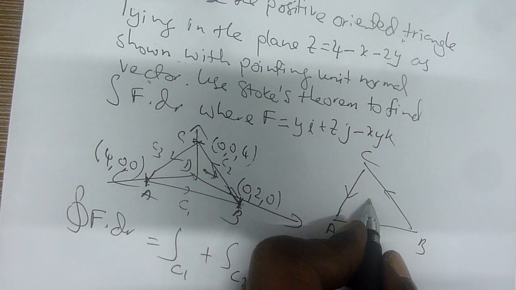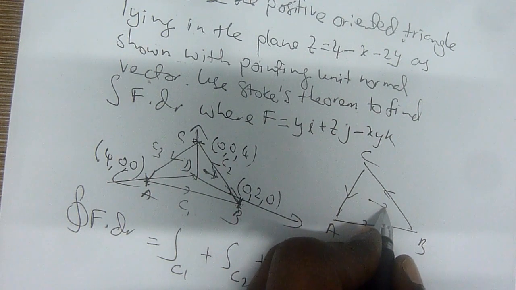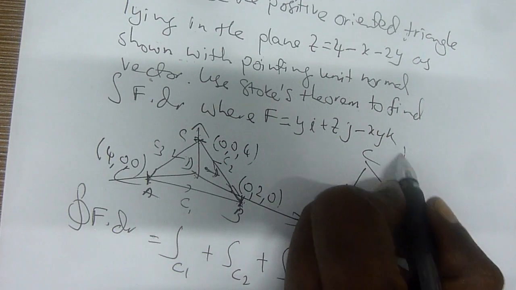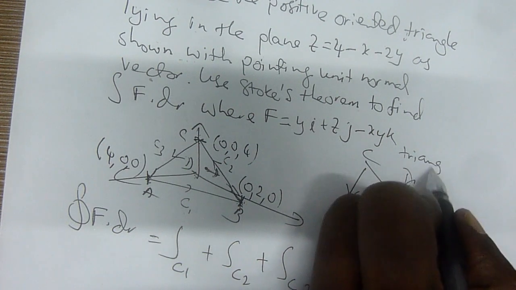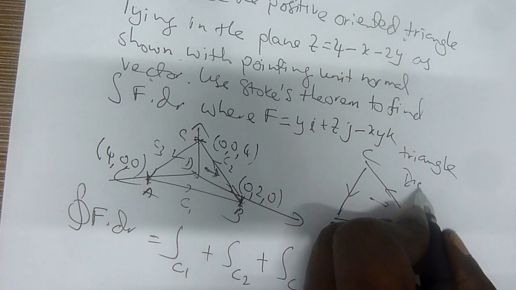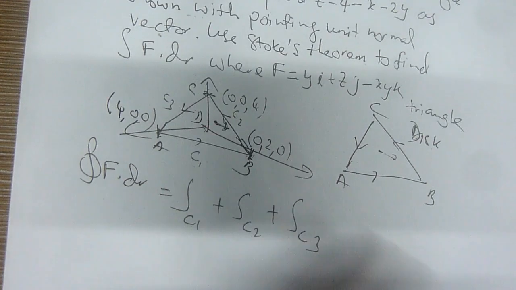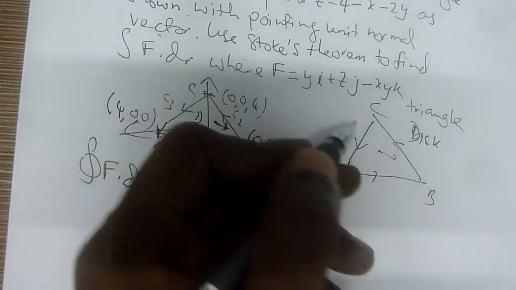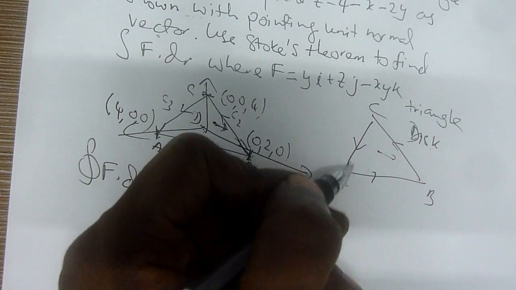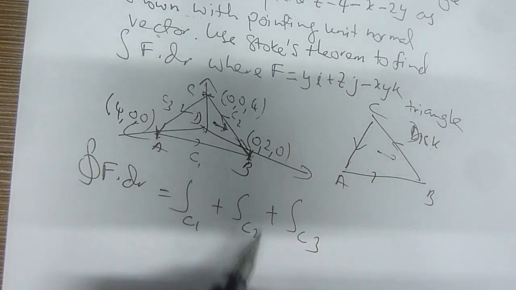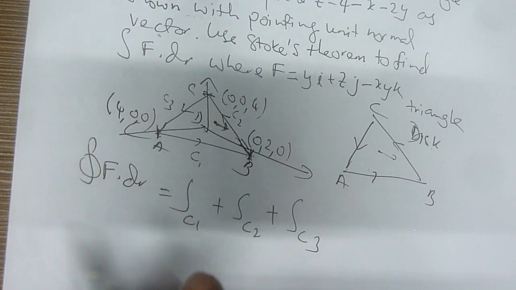You must imagine a triangle disc. It's a disc, a triangle disc. Therefore, when you calculate this, it's the same as the surface at the back. Therefore, you see, you have this option.